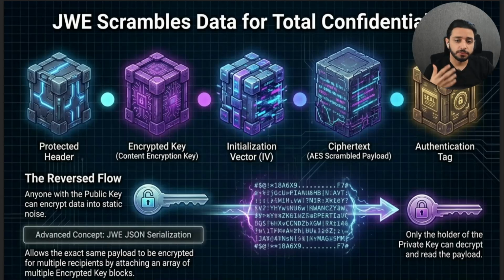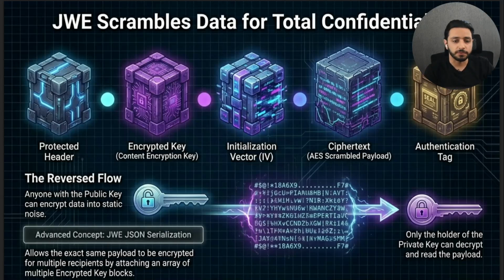JWS focuses on proving that the token is real, but JWE, or JSON Web Encryption, focuses on keeping the data secret. If you use JWS, anyone can read your data. If you use JWE, the data becomes opaque, meaning it looks like a string of random characters that no one can read without the secret key.